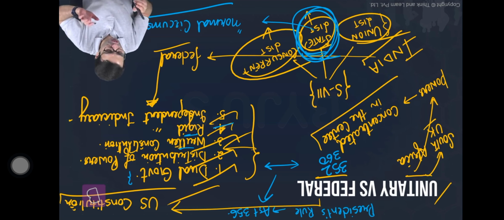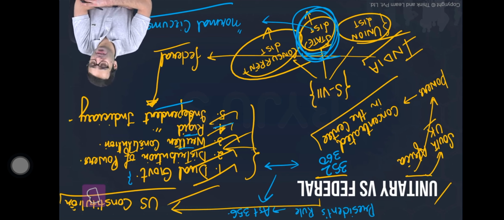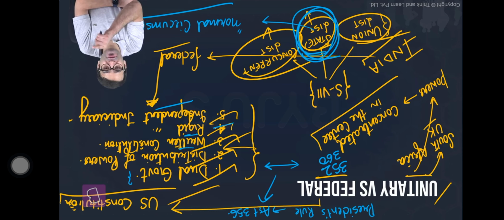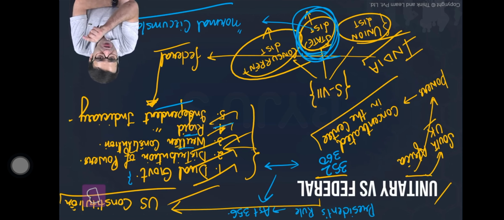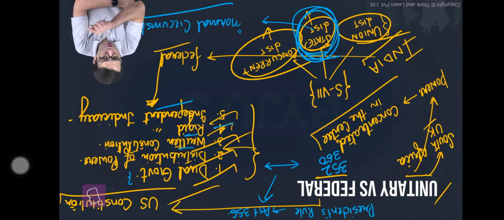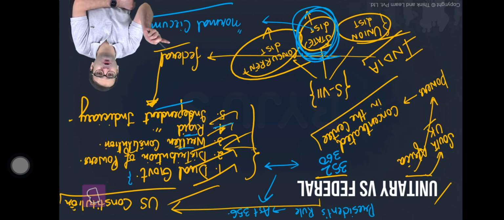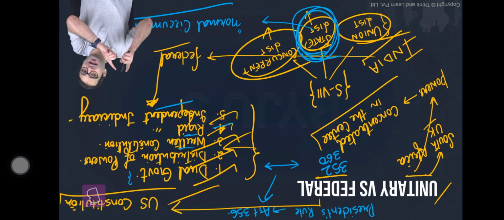But at least the judiciary is independent, isn't it? But who appoints the judge of the Supreme Court? President. Who appoints the Chief Justice of India? President. Who appoints the Chief Justice of a High Court? President. Who appoints the judge of a High Court? President. Who transfers a High Court judge from one High Court of a state to another High Court of a state? President. Who is the president? Head of the central government.